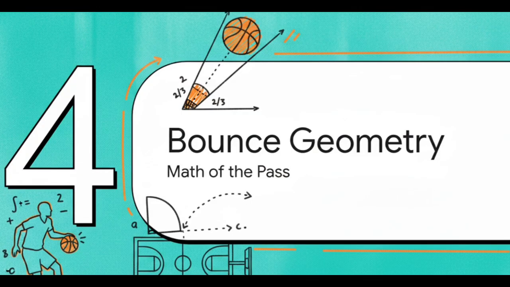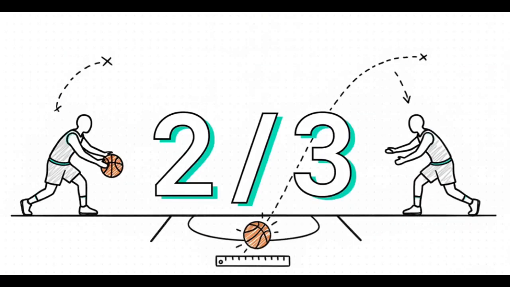Part 4, the 2/3 bounce geometry. Basically, the rapid-fire math of the perfect pass. This is where we really start looking at the basketball player not just as an athlete, but almost as a mathematician performing live calculus out there on the hardwood. The magic fraction is 2/3, and this brilliantly illustrates step 7.